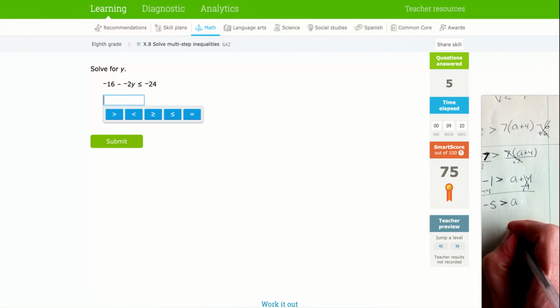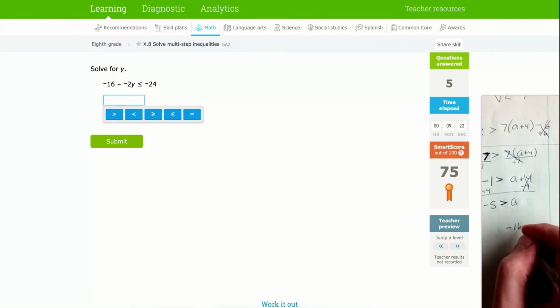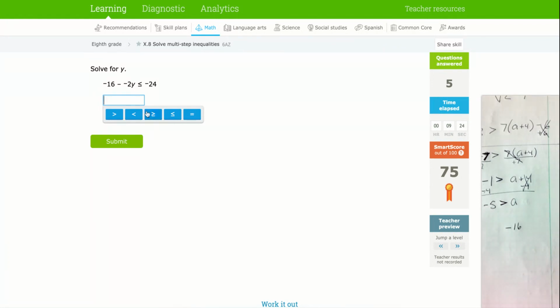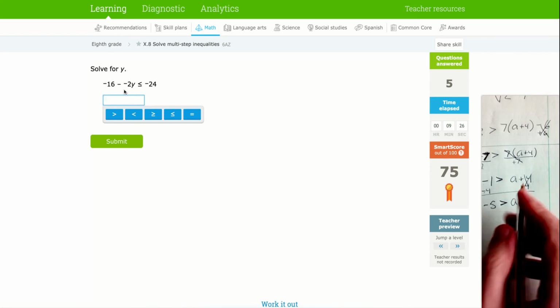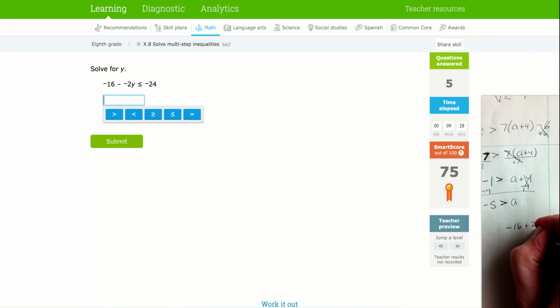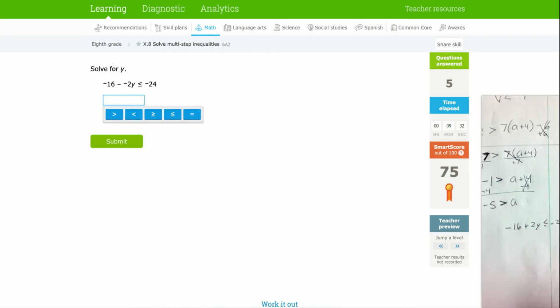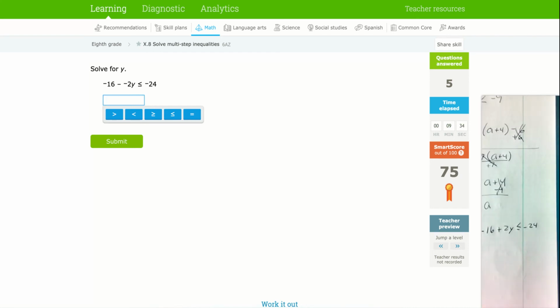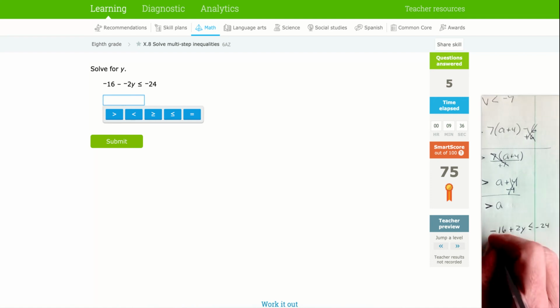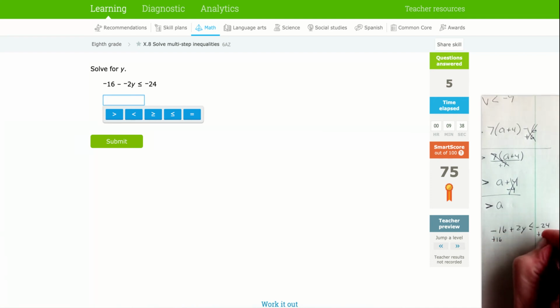I'm going to do the negative 16. Now, when I do this minus the minus, I'm just going to put plus 2y, is less than or equal to negative 24. Then I've already taken care of that minus the minus. So first thing I'm going to do is add 16 to both sides. I'm left with a 2y is less than or equal to negative 8.